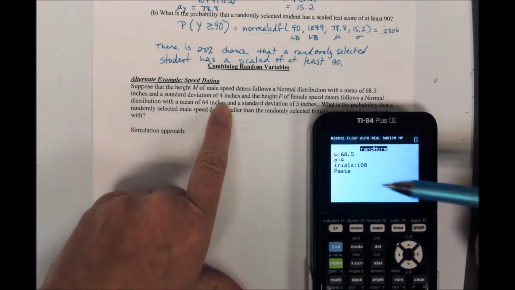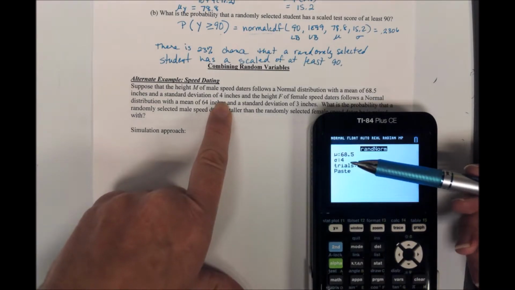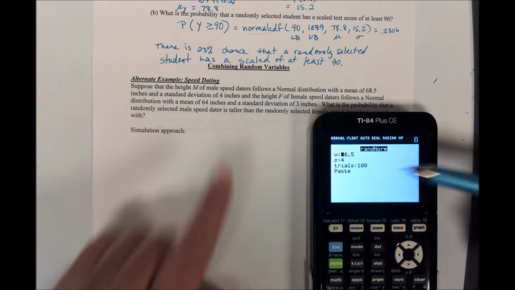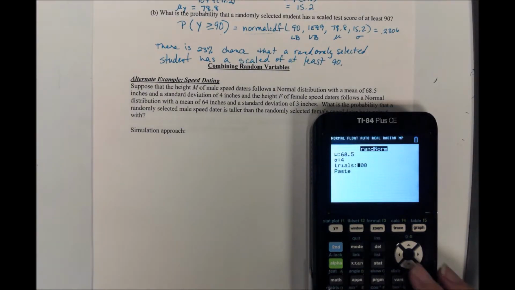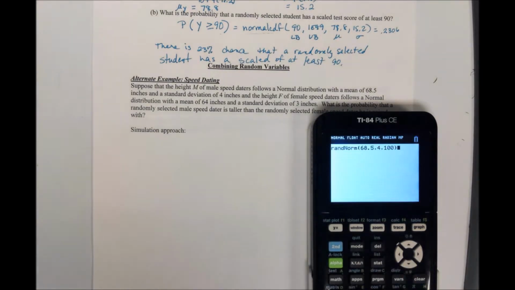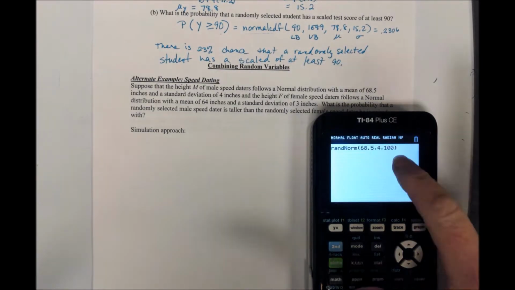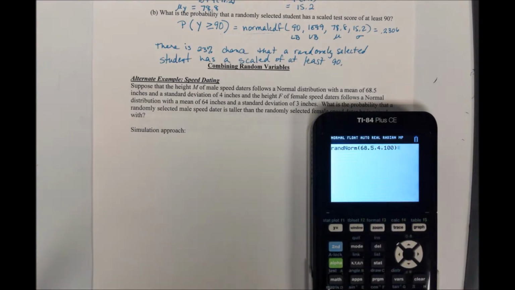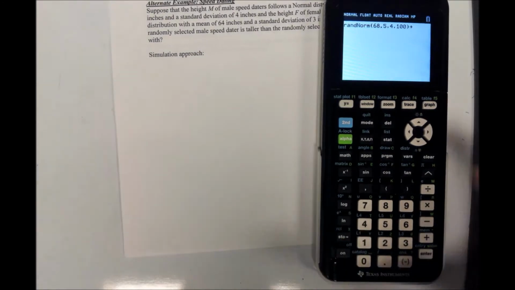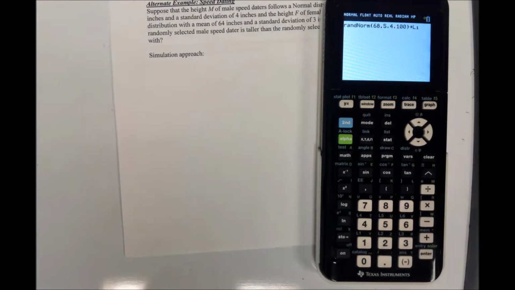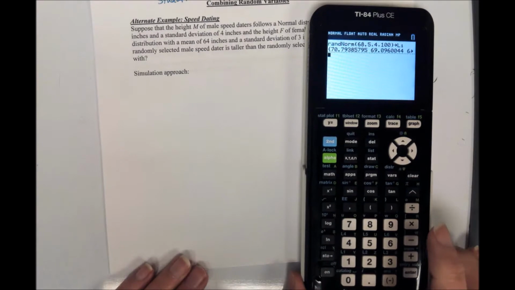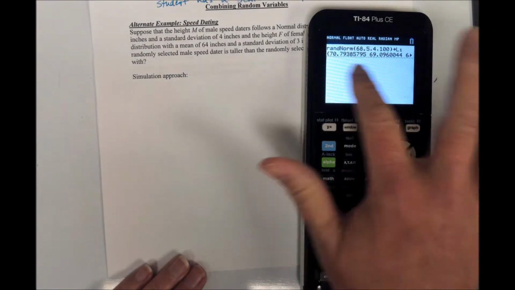So the mean height of the males was 68.5, standard deviation 4. I went ahead and just did 100 trials, but we could do 500 trials if we wanted more information, but this was actually enough. I don't want to see the 100 numbers on here, so I'm going to store it. So again, remember your store button right here. I'm going to store it into list 1. So that is going to create 100 numbers into list 1 of the random heights of males.